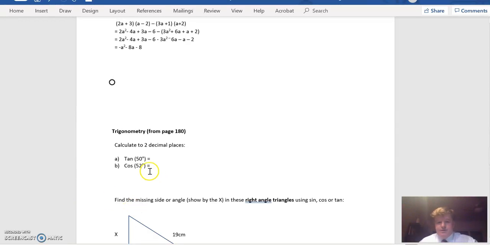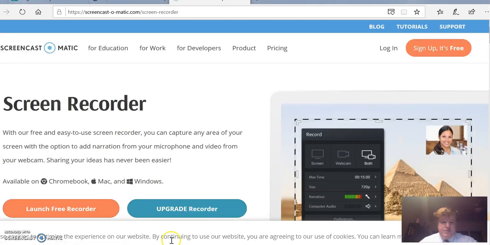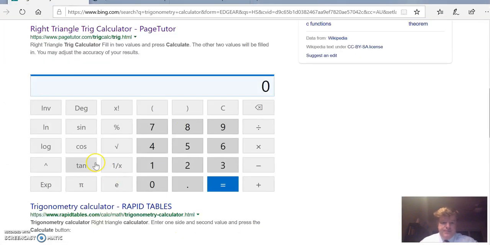We're now going to look at some trigonometry questions. These are the questions where you need your calculator, so I've got one here. The first one's really interesting. If you just calculate into two decimal places what these numbers are, I'm just going to use my calculator. The first one is the tan of 50 degrees, so I just put tan 50 equals, and it's 1.19 to two decimal places.